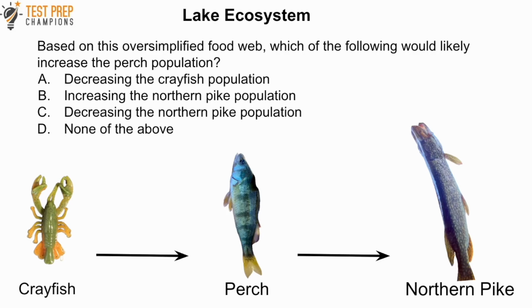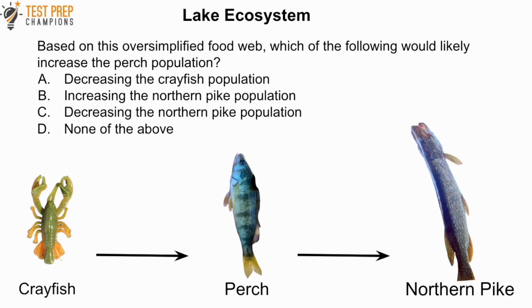For example, it'd be really easy to look at this and think that the crayfish must eat the perch because the arrow points from the crayfish to the perch. And it'd also be easy to look at this and say, well, the perch must eat the northern pike because the arrow is pointing from the perch to the northern pike. And if you looked at this and thought that, I can totally see why you would think that, but I just want to point out that it's actually the other way around.